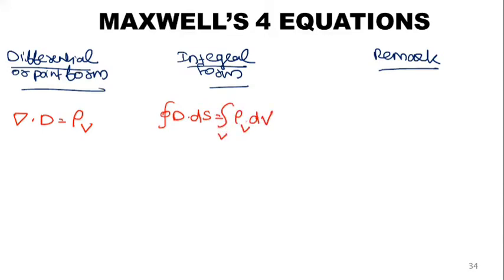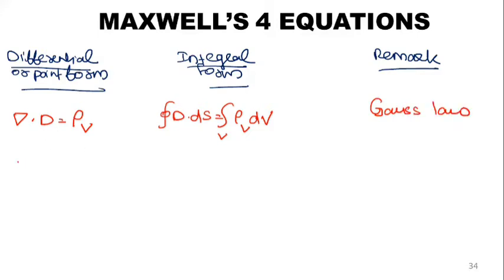So what was this law? Do you remember? Del dot D is equal to rho V, integral D dot ds is equal to integral rho V dV. How did we get that? Gauss law. Yes, very good. So we got it from the Gauss law.